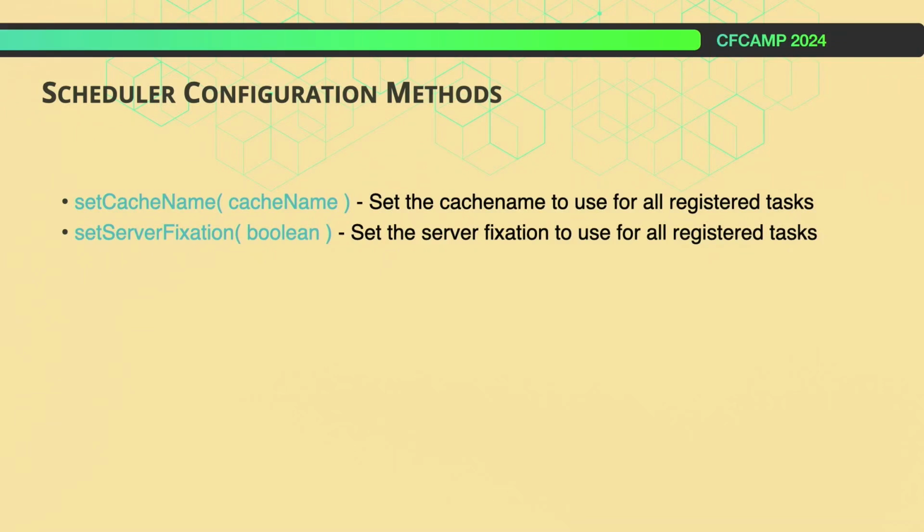You can set the server fixation to always be true. By default, all the tasks will always execute on every server that they're on. But you can globally set the server fixation and say, hey, I want all my tasks to only execute once per server in my cluster. Okay?